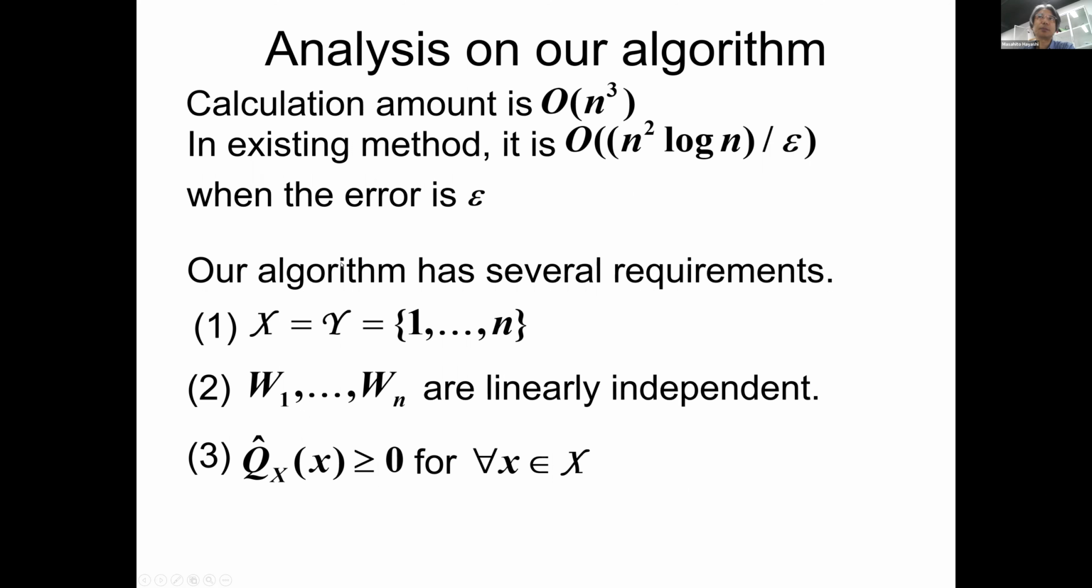Our algorithm has several requirements. Firstly, the input size and output size should be the same. Secondly, this distribution can be considered a vector. This vector should be linearly independent because we need to calculate its inverse matrix. And also the q hat x function should be positive for any input x. We need these three conditions.